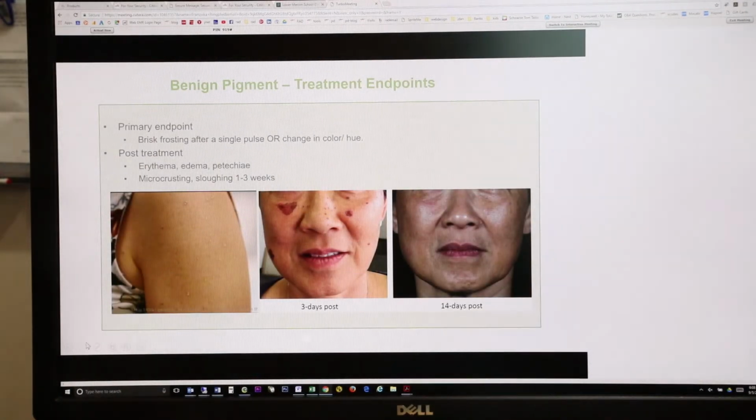Here are your endpoints. So this is like sunspots on a shoulder, and then you have the frosting. Whereas this one, you see how large an area of the spot we treated? So if you go any larger than this, she's going to have a significant amount of scabbing, and they have to be prepared for that. And then, of course, the sloughing is 1 to 3 weeks, depending on their skin.